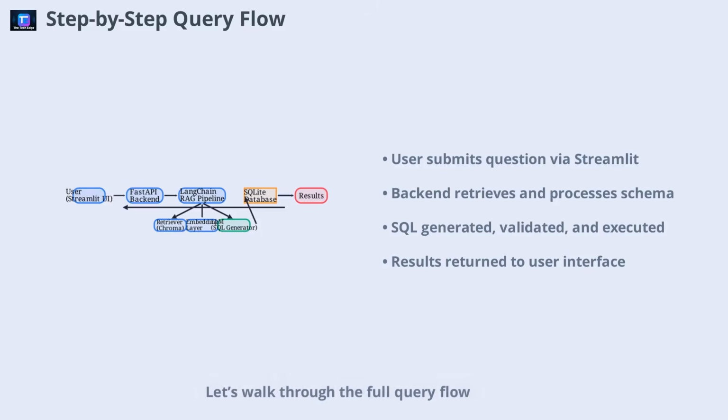Let's walk through the full query flow. The user enters a question in Streamlit, which sends a request to the FastAPI backend. The backend retrieves relevant schema from Chroma, generates SQL with the language model, validates the query, and executes it on SQLite. The results are returned to Streamlit, where they're displayed instantly. This seamless pipeline turns plain English into actionable data insights in seconds.